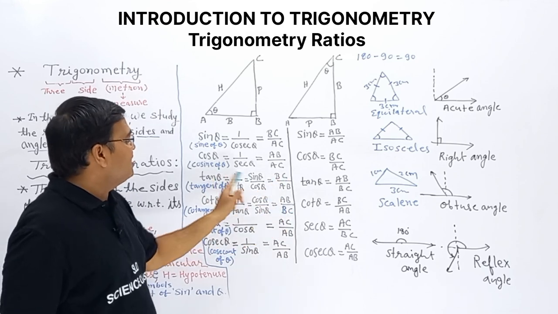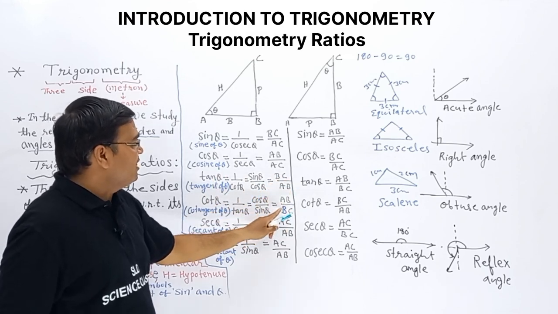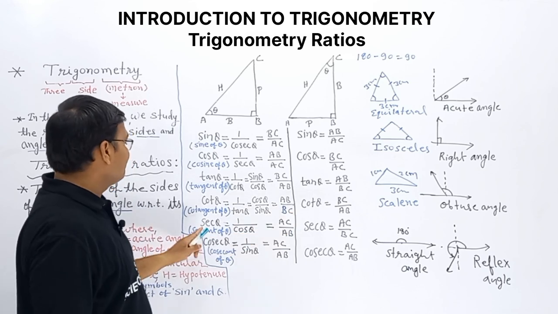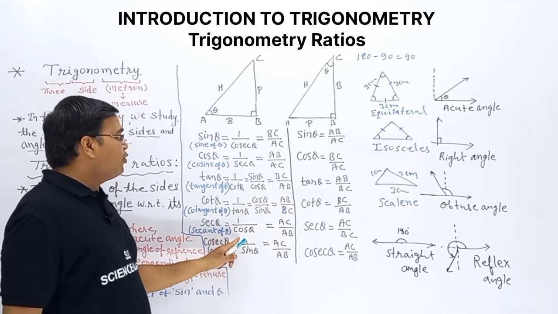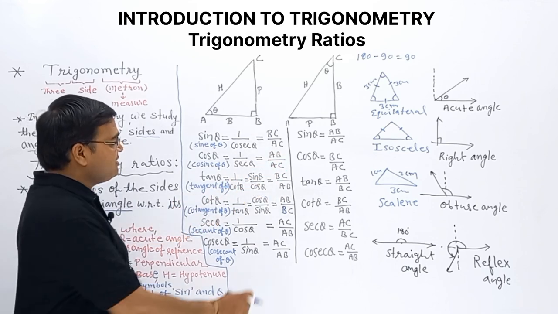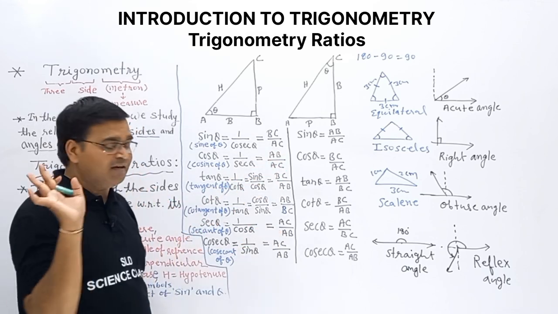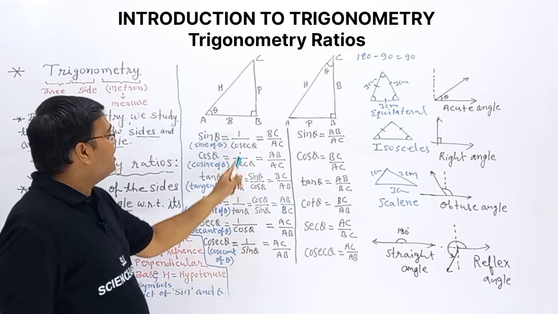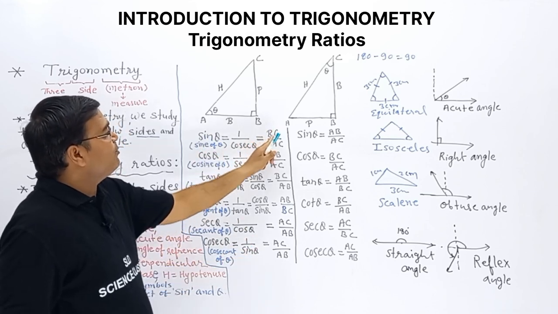Tangent theta equals BC upon AB. Its reciprocal will be what? AB upon BC. Clear? Now sec theta is what? 1 by cos theta. Cos theta is AB upon AC. Its reciprocal will be AC upon AB. Clear? Cosec theta equals what? 1 by sin theta, and its reciprocal, the reciprocal of sin theta, is BC upon AC.